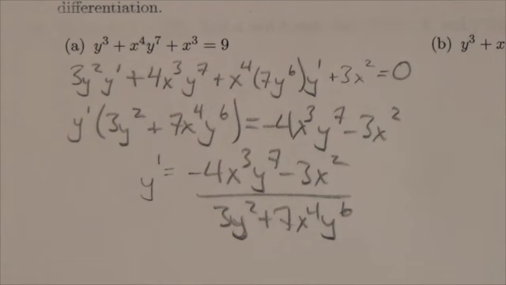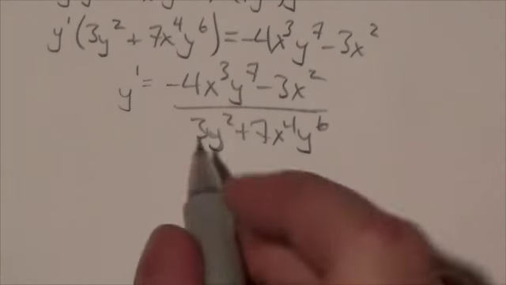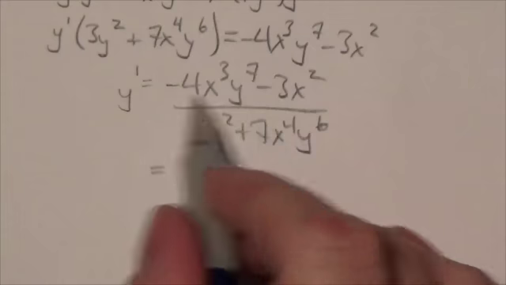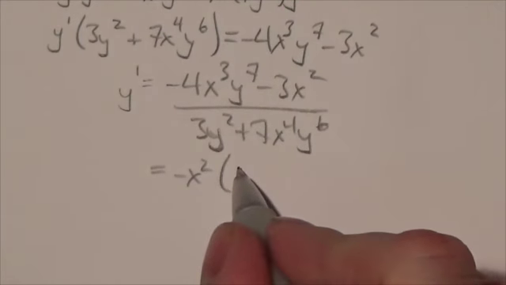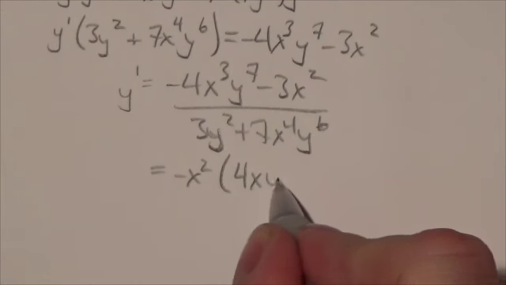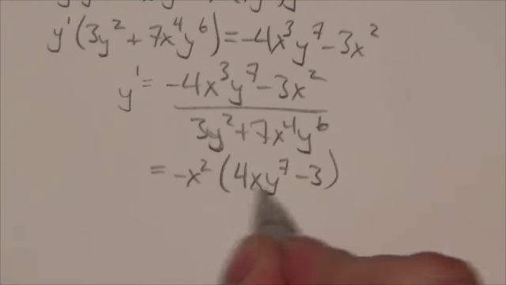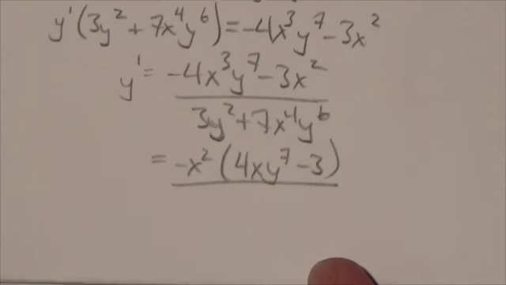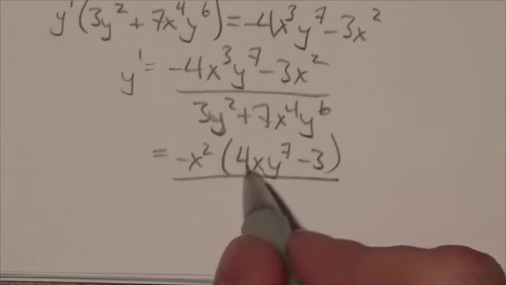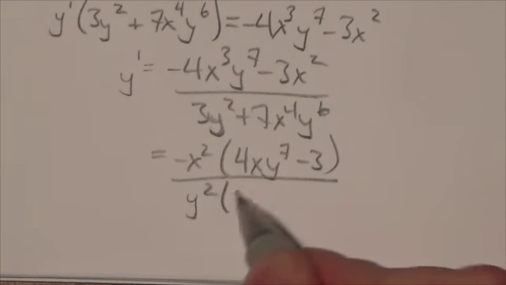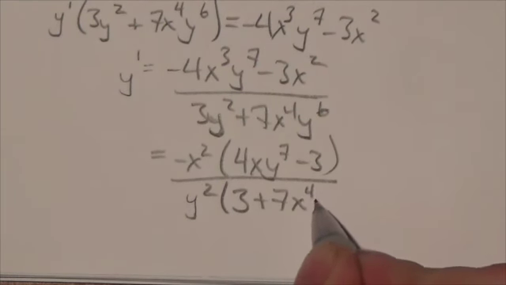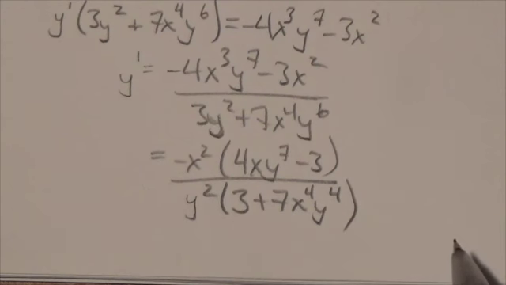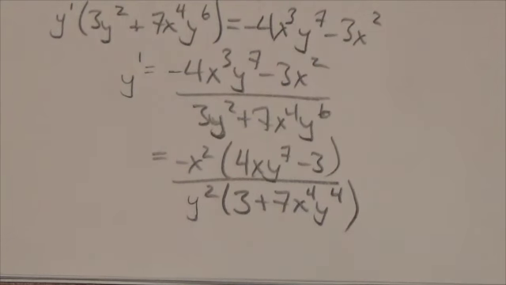Now, there's really not much that can be done here except for maybe a little bit of common factoring. I can take out, let's say, a negative x squared out of the numerator to leave me with 4xy to the 7 minus 3. And in the denominator, the best I can do is take out that y squared. So y squared, this will be multiplied by 3 plus 7x to the fourth y to the fourth. That is about as nice as that's going to get.